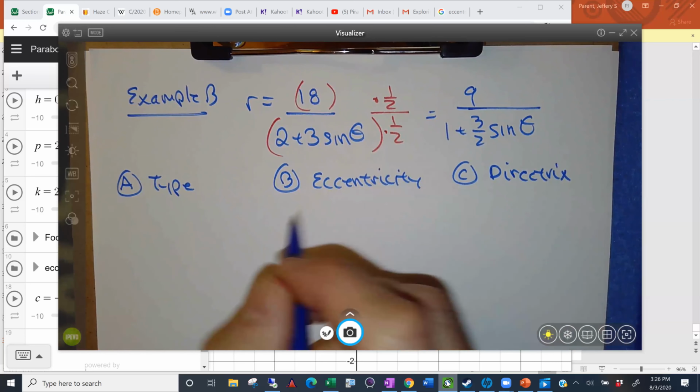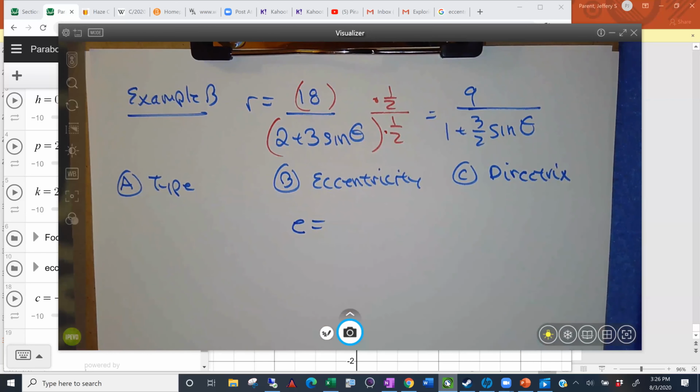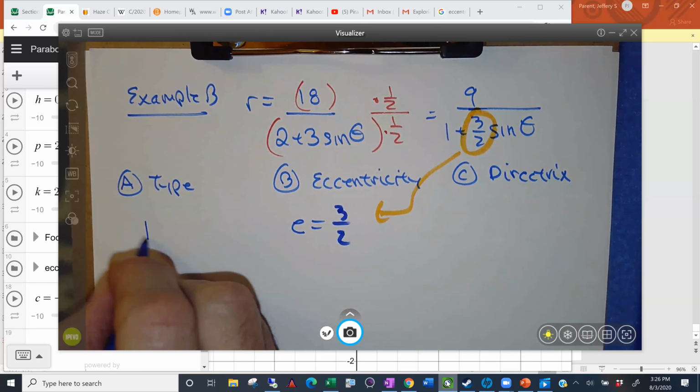What's the eccentricity here? Can anyone read that off? It's 3 over 2. Yeah. Perfect. Eccentricity is 3 over 2. And if the eccentricity is 3 over 2, someone else tell me what type of conic section I'm dealing with. Hyperbola. It's going to be a hyperbola. Thank you.